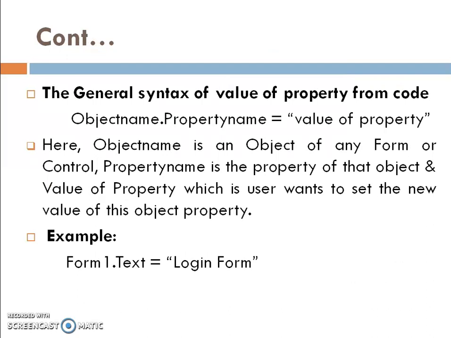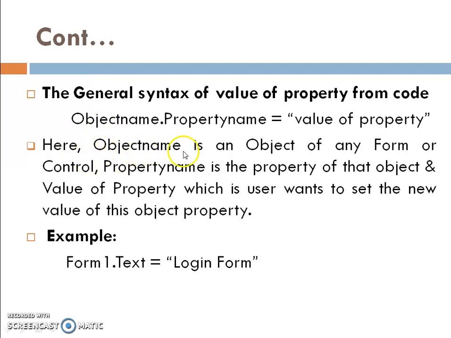Now first, this is the general syntax of a property from the code. Now how to change a property using the code window. So this is the object. First we write the object name, then the property name, equals, and in double quotation marks we write the value of the property. This is the syntax of how to change the property of a particular object.